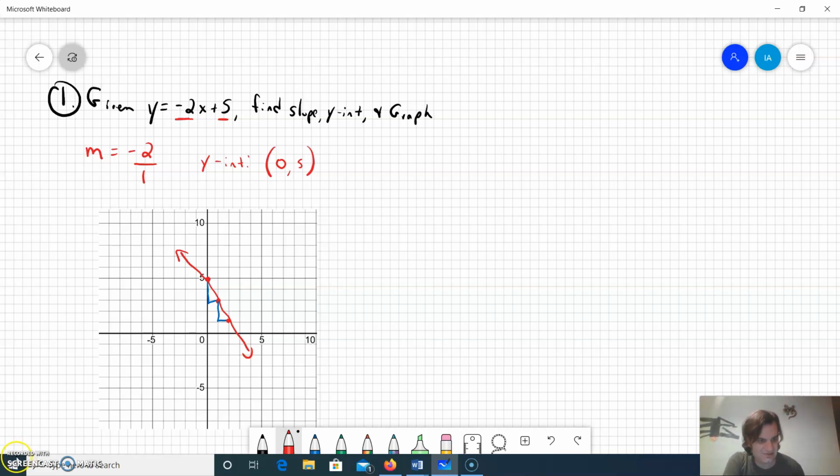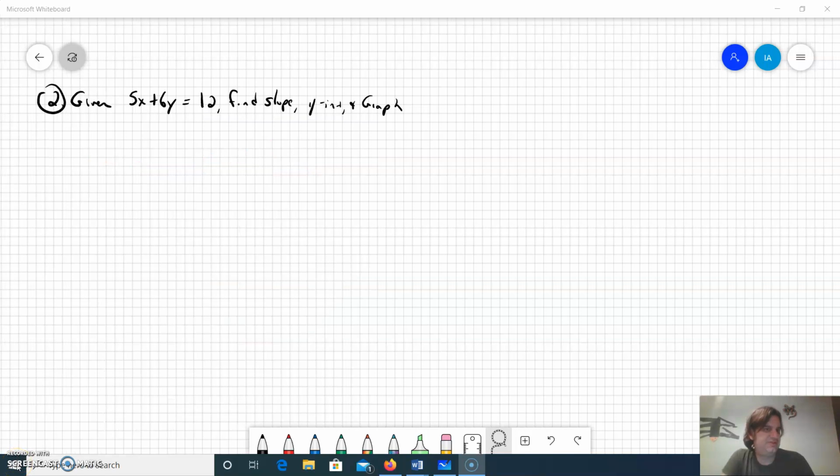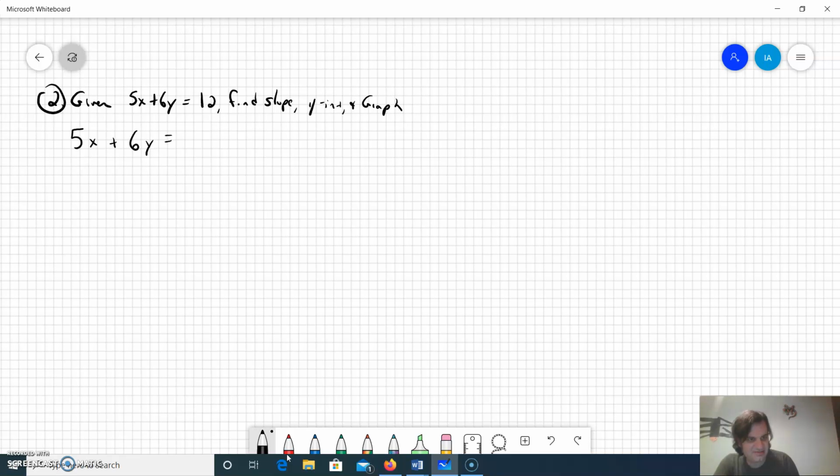And now we'll go to number 2. With number 2, we're given the equation 5x plus 6y equals 12. And we're told to find the same things. So what we need to do is take this equation and put it in slope-intercept form. So 5x plus 6y equals 12. We want to get y by itself, so we'll move the 5x over.